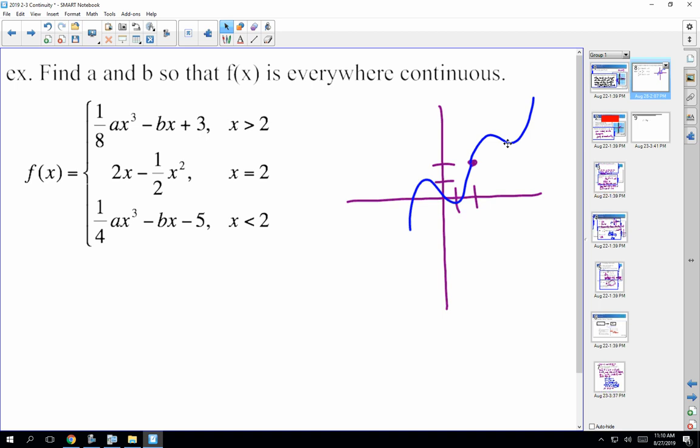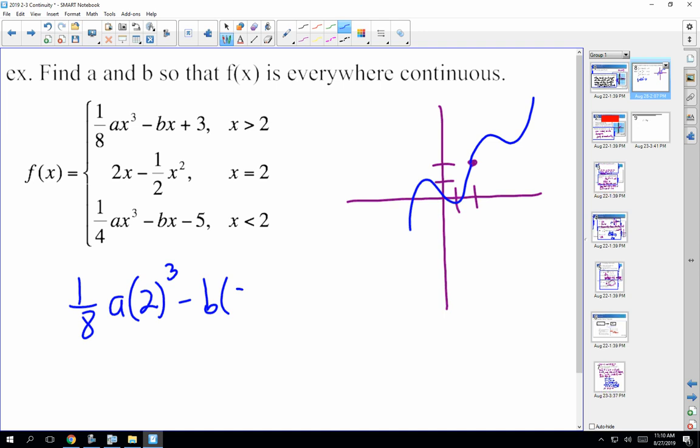You with me? So what this amounts to, it's really simple, is a system of equations. It looks like this: 1/8 a times 2 cubed minus b times 2 plus 3 has to equal 2. Which 2 are we talking about? The x equals 2 or the y equals 2? The y. I'm sorry, I took this from the textbook, or from somewhere, and it worked out that way. That was unfortunate.